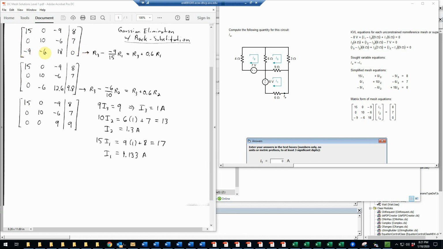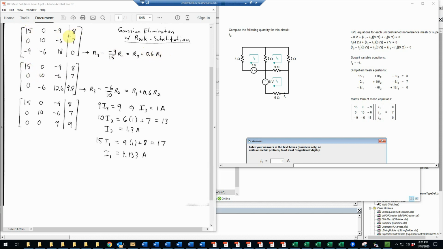So we're going to replace row 3 by row 3, subtract from it this coefficient divided by this one times row 1. So if we take negative 9 over 15 times row 1, that's going to make this first element in row 1 be negative 9. And then if we subtract that from this, clearly that will give us 0 as the coefficient of the I3, which is what we want to have. So we're going to take R3 minus this coefficient divided by this one, and that's of course equivalent to R3 plus 0.6 R1. And so now we carry out that operation.